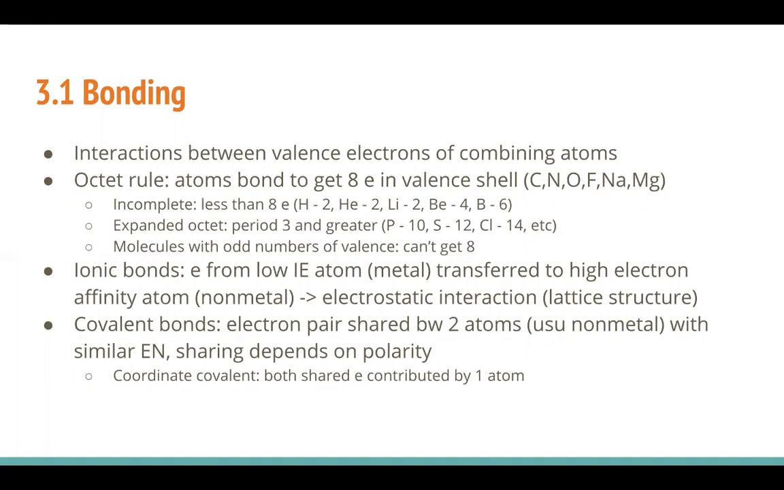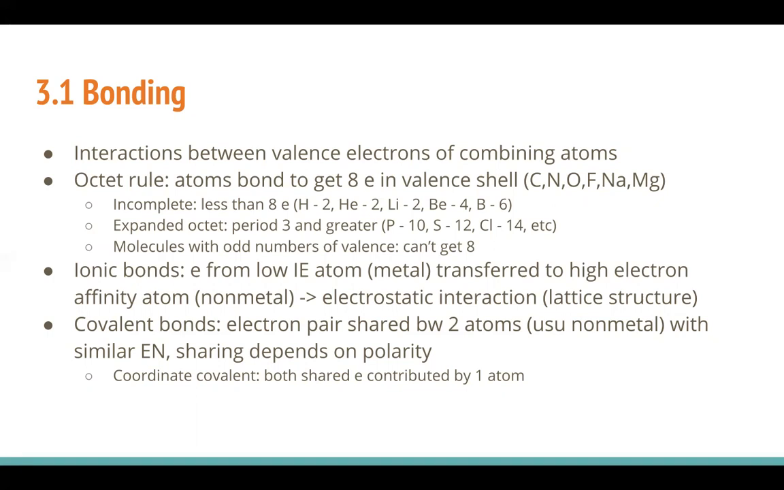The expanded octet is actually period 3 or greater, and that is because these elements have D shells. And so if they have D shells, then they can use those for bonding. And then there's also molecules with odd numbers of valence electrons, so you can't get 8 electrons. One example would be nitric oxide, so NO. Nitrogen has 5 valence electrons, and then oxygen has 6, so that's 11. So if you try to do a bond with that, there's no way you can get 8.